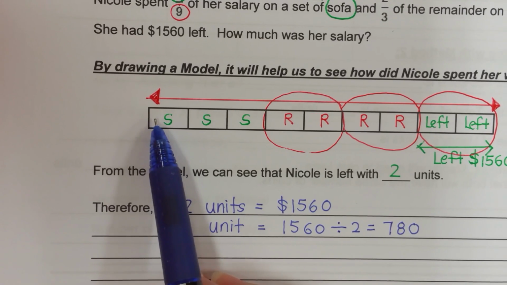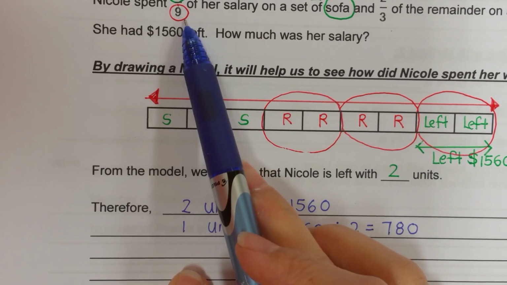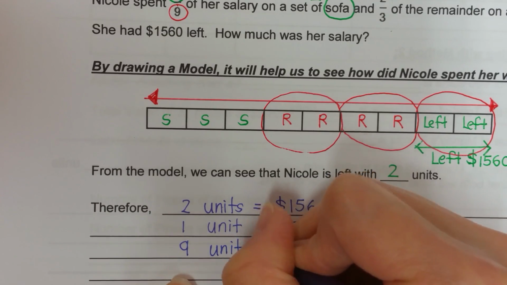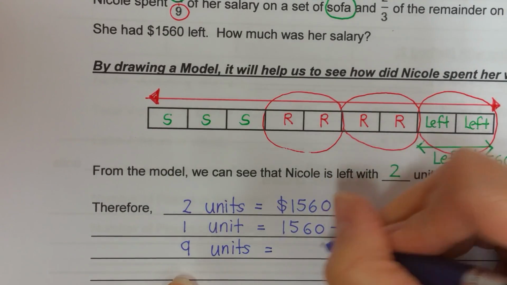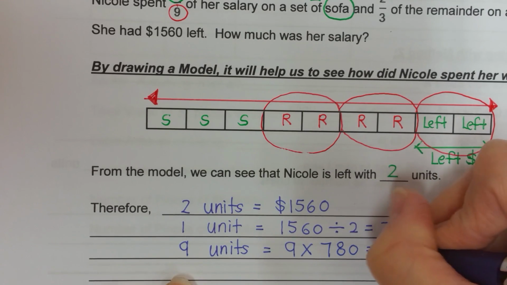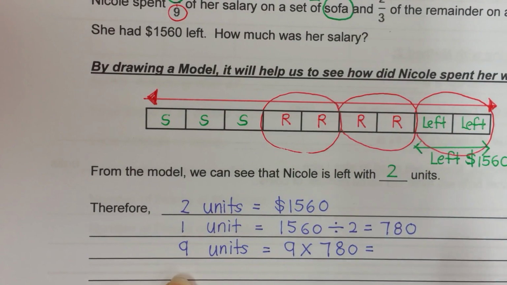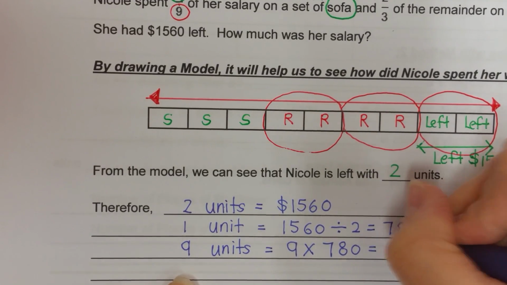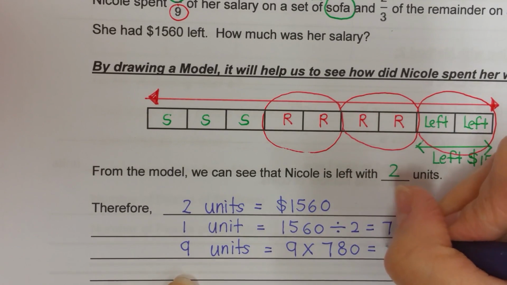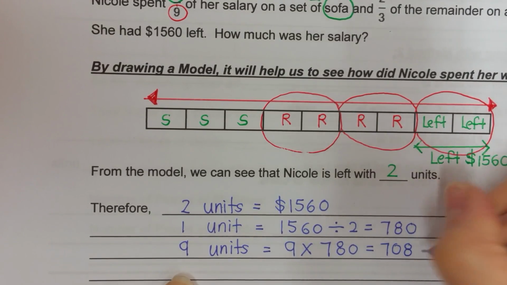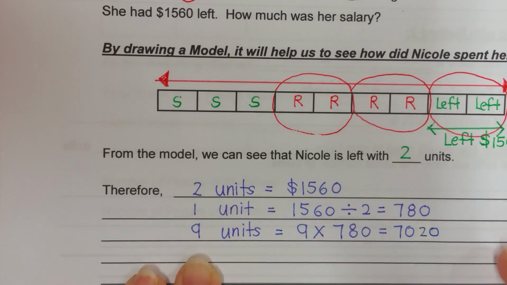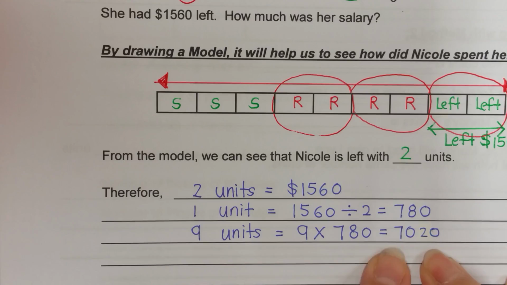And if you want to find the total salary now, we need to solve for 9 units. So you will write 9 units will be equals to 9 multiplied by 780. And again, by the side of your paper, you can work out your multiplication algorithm by the side here. And you will arrive at 7020. And this will be Nicole's salary.